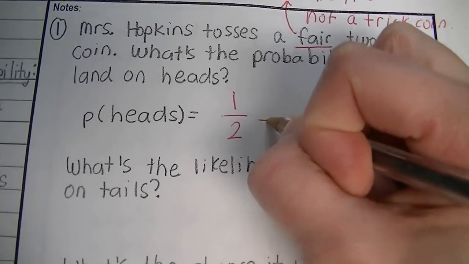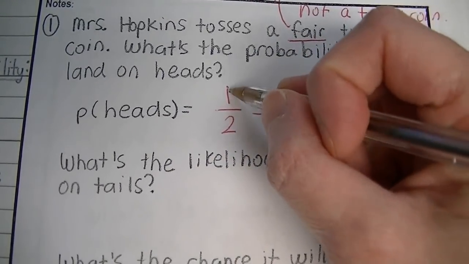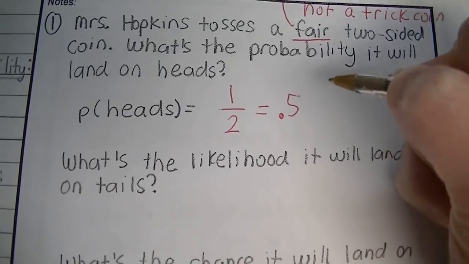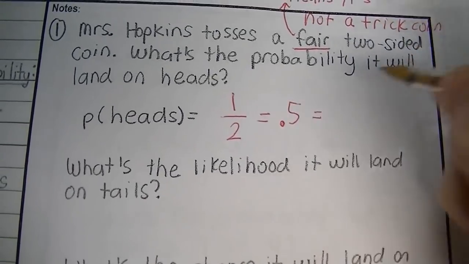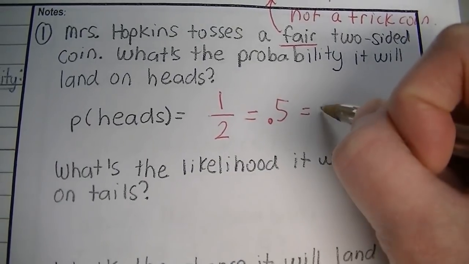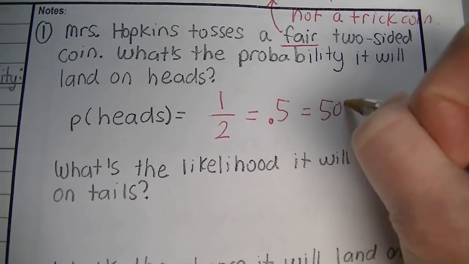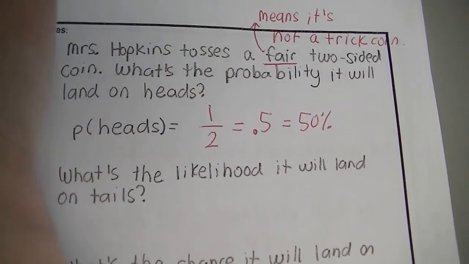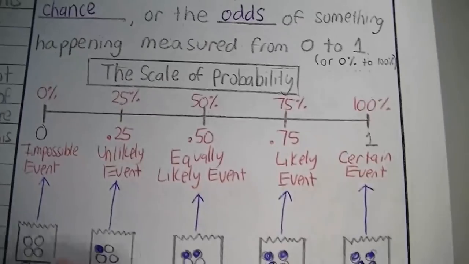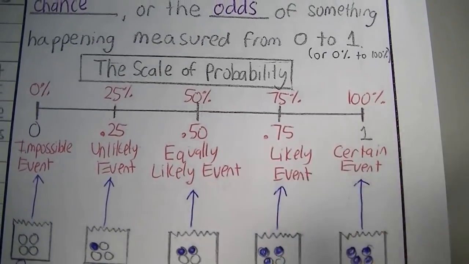So as a fraction, its decimal equivalent: 1 divided by 2 is 0.5 or 0.50, 5/10 or 50/100. I would also like it if you could write it as a percentage. So 50/100 or 5/10 is equal to 50%. And you should hopefully know that when it's a 50% chance of happening, that would be an equally likely event. Okay?